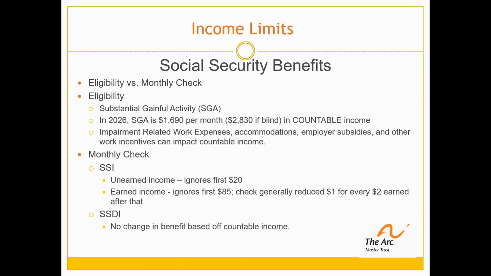If Joseph needs more time to complete a task than another worker at the same job, that's called a production level, and that can reduce someone's SGA as well. If Joseph needs a job coach, that's also considered.